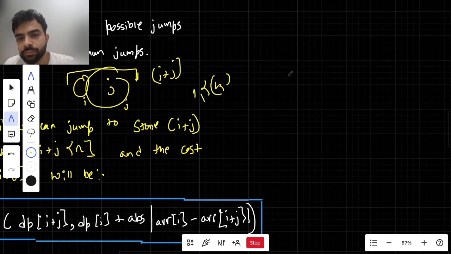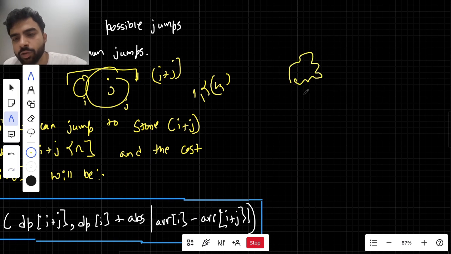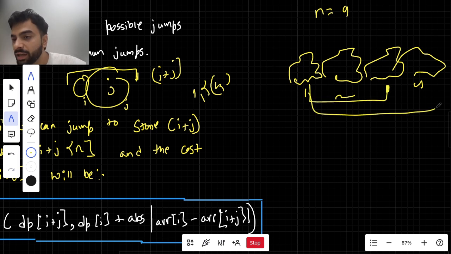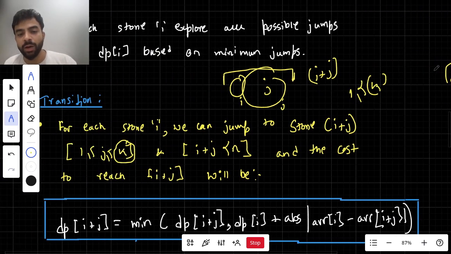Let me explain how. Say, for example, this is stone number 1, this is stone number 2, this is stone number 3, and this is stone number 4. That means the size of my array n is 4. I can take a jump like this, but I cannot take a jump which goes beyond 4. I cannot say I will jump from here, here, here, everywhere, and my size of the array exceeds. That means it will throw an exception, because the boundaries will be crossed. That's the reason I cannot write that.